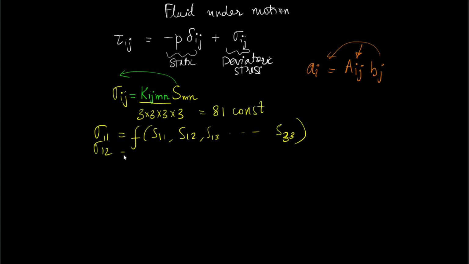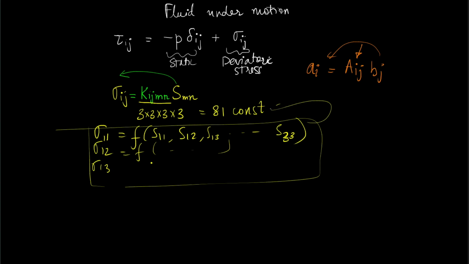So sigma 12 will also be some function of this, sigma 13. Okay, so this relationship that we can write will involve 81 constants, but that's really cumbersome to do. So we must find out various underlying symmetries in the problem which can help us to simplify the expression for the stress tensor.